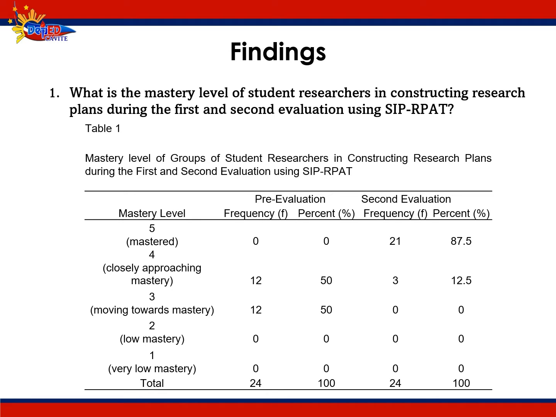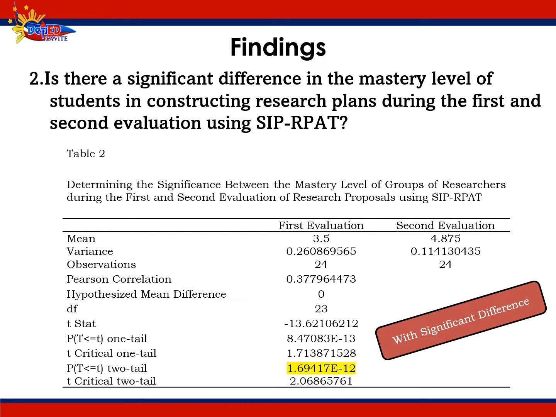during the second evaluation. Table 2 shows that there's a significant difference between the mastery level of groups of researchers during the first and second evaluation of proposals using SIP-RPAT, as evidenced by a p-value of 1.69417 raised to negative 12, which is lower than the 0.05 alpha level. According to Freiberg 2021, if the learners know the goals and expected outcome of the lesson, they will be able to understand the lesson efficiently.